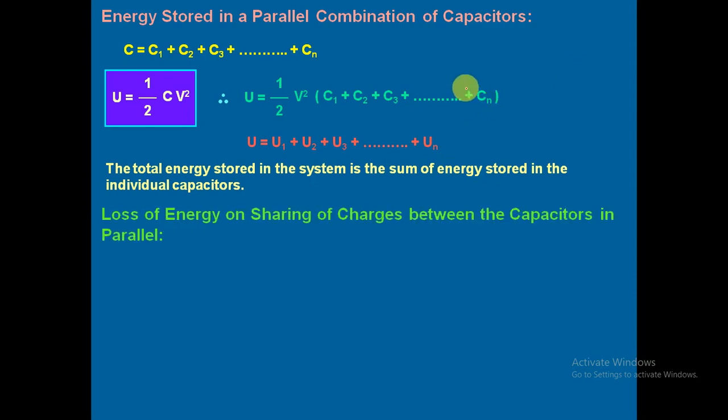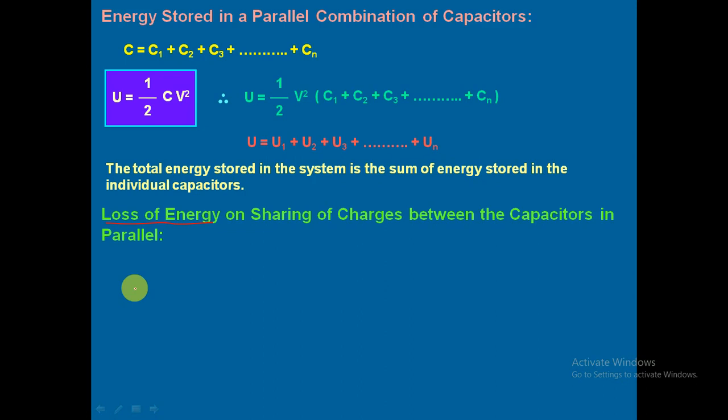Now the next topic is loss of energy. This was a very important topic. Loss of energy on sharing the charges between the capacitors in parallel combination. For example, you have two capacitors having different capacitances C1 and C2. Suppose both capacitors have different charges or different potentials.